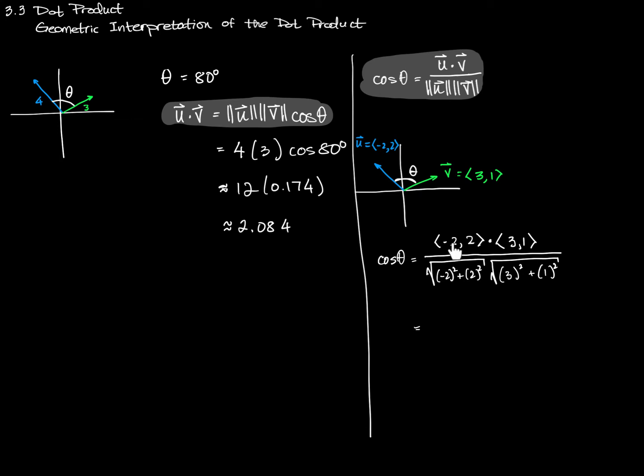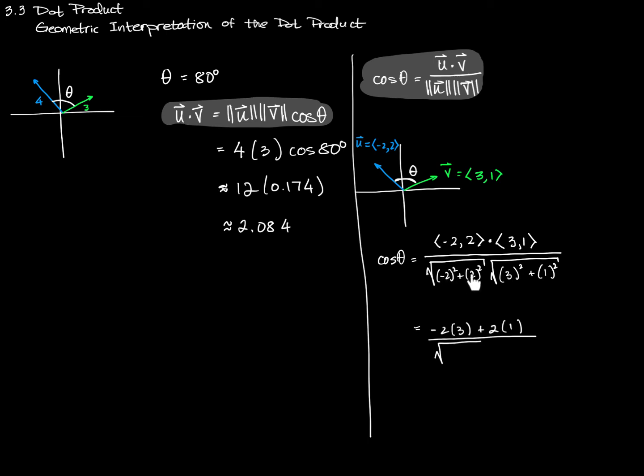Remember, a dot product is just the product of the first components. That's going to be negative 2 times 3, added to the product of the second two components, added to, if there's a third component, the product of those, and so on. In this case, it's just a two-dimensional vector, so there are only two components. Divided by, and u is going to have the magnitude.